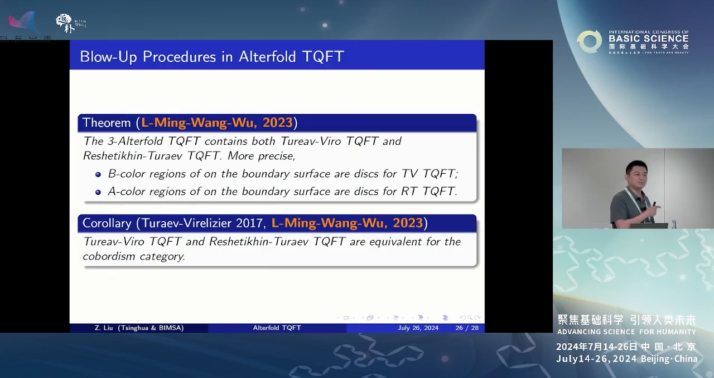Yes, actually, at this point it's the center, but we can also construct the theory for the monoidal category C directly. We didn't show it in this talk, but that really works.